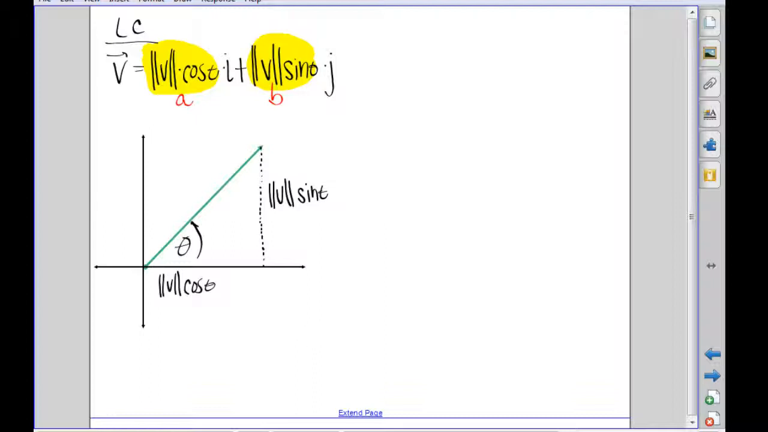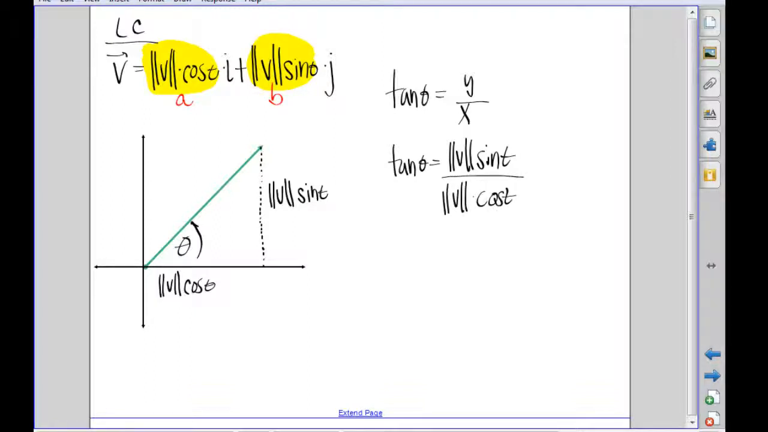All right, from our quotient identities, we know that the tangent of theta is equal to my vertical component over my horizontal. From this triangle, I see my vertical component is magnitude of vector v times sine of theta, all over my horizontal, so magnitude of vector v times cosine of theta.